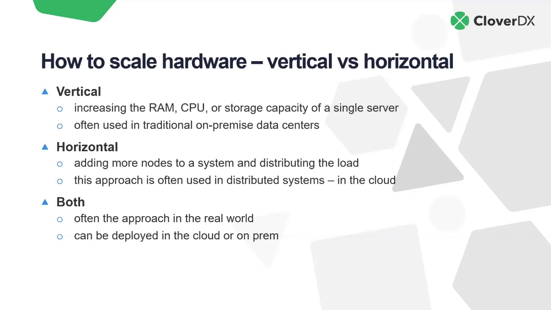And oftentimes, in the real world, you're going to take the approach of doing both. So whether you're deployed in the cloud or on-premise, you're going to want to increase that processing capability through vertical or horizontal scaling eventually.